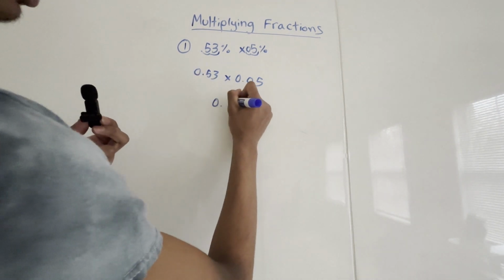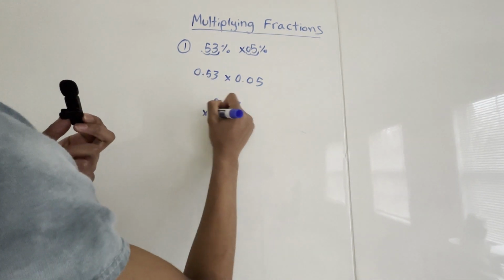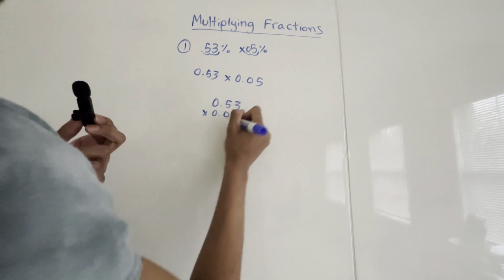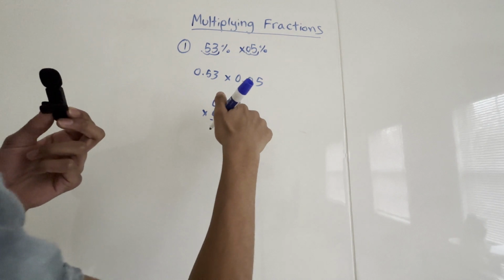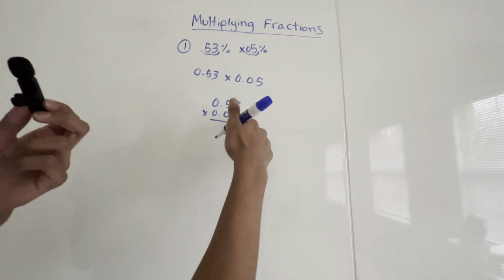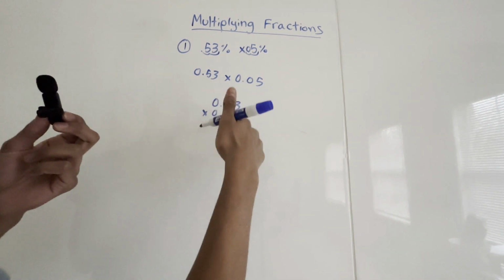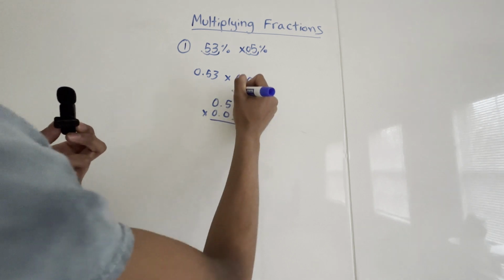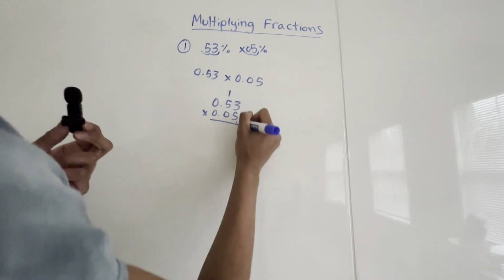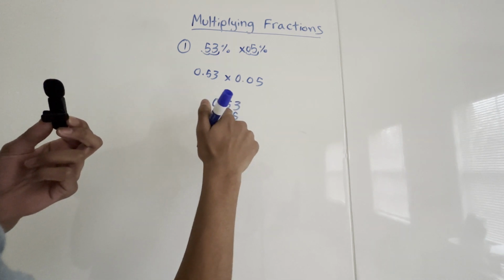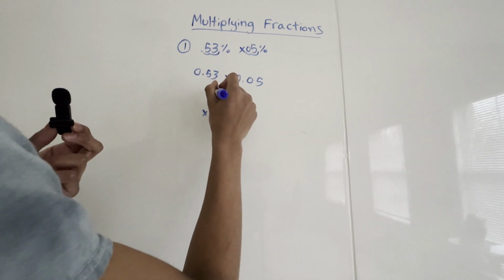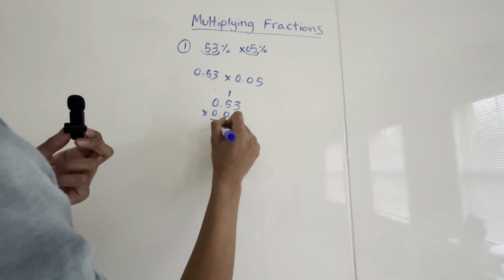So 0.53 times 0.05. So we first just ignore the decimals and just act like this is 53 times 5. So what do we do? We multiply these two. 3 times 5, that's 15. We carry the 1. Now we do 5 times 5, that's 25, plus 1, 26. And that would just be 265.